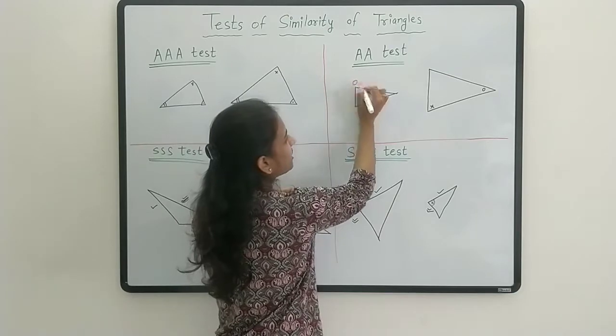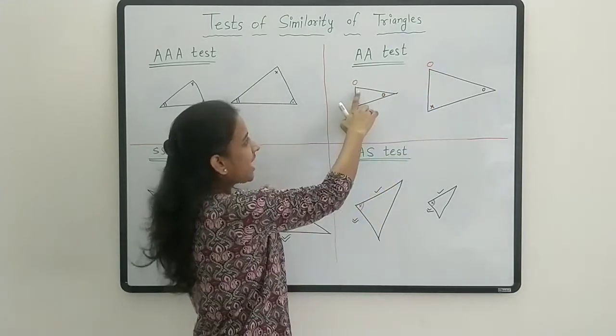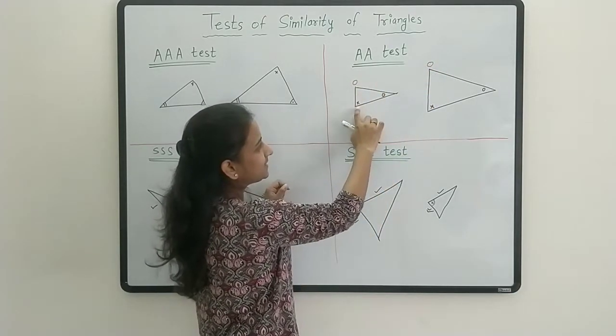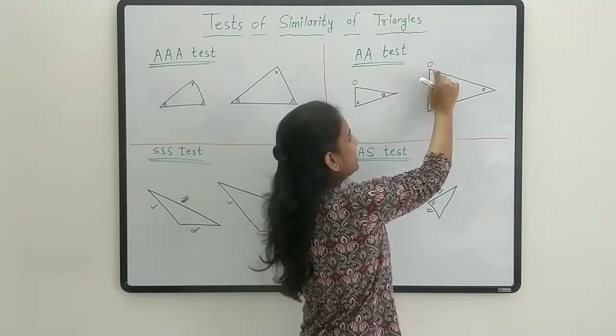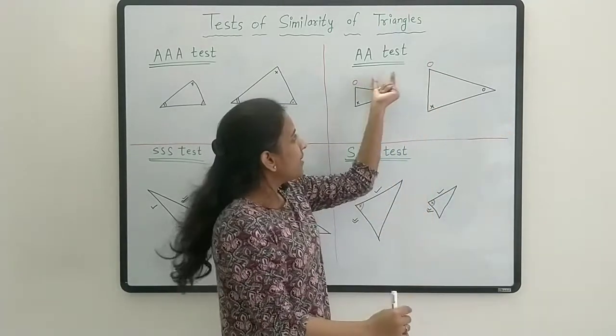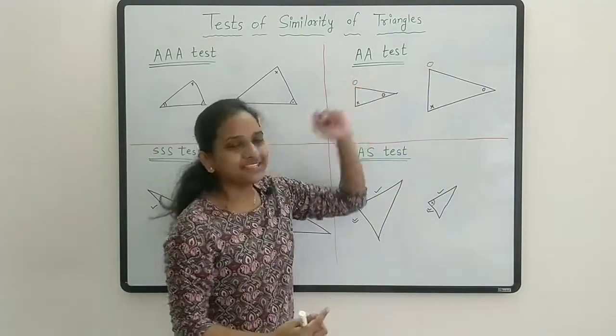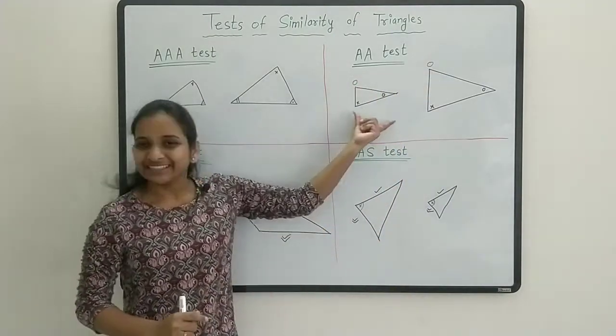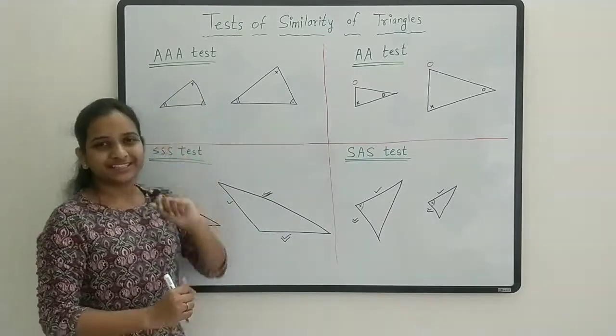what is happening to the third angle here? Third angle will be 180 minus this angle minus this angle. Here angle will be 180 minus this. So automatically, indirectly, third angle is also same. Got it? This test is derived from this test only.